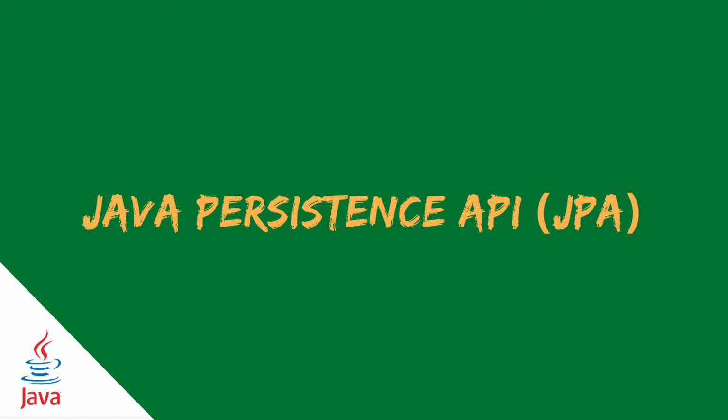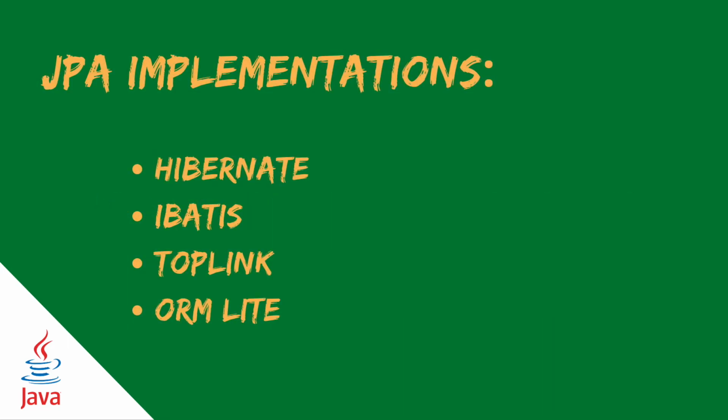JPA stands for Java Persistence API. It's a specification of Java. JPA is used to persist data between Java objects and relational database. You can think of JPA as a bridge between the object-oriented domain model and the relational database system. JPA is a collection of classes and methods to store data into the database. Remember that JPA is just a specification, not an implementation. There are a lot of implementations of JPA like Hibernate, TopLink, iBatis, and ORMLite.